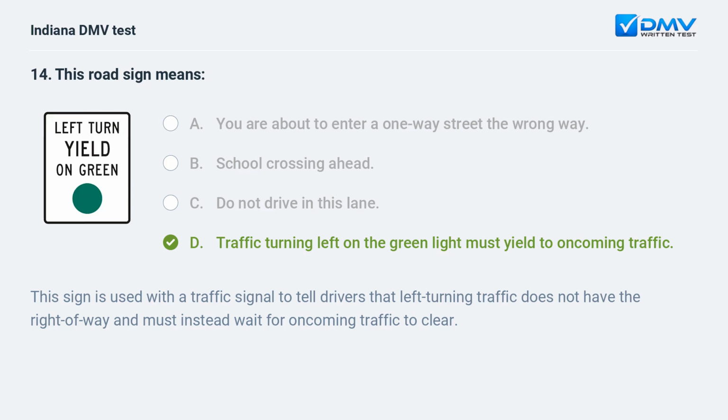D. Traffic turning left on the green light must yield to oncoming traffic. This sign is used with a traffic signal to tell drivers that left-turning traffic does not have the right of way and must instead wait for oncoming traffic to clear.